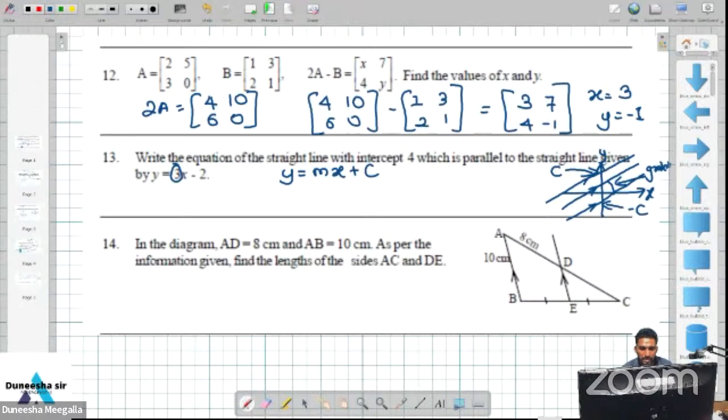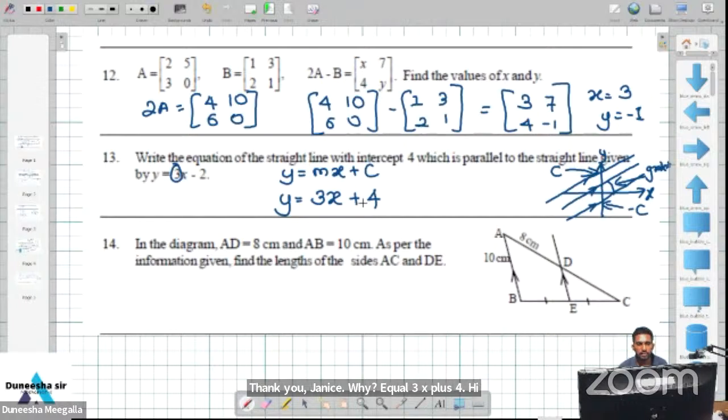What is the equation? y equal 3x plus 4. Right? Okay, find out the 14th one.